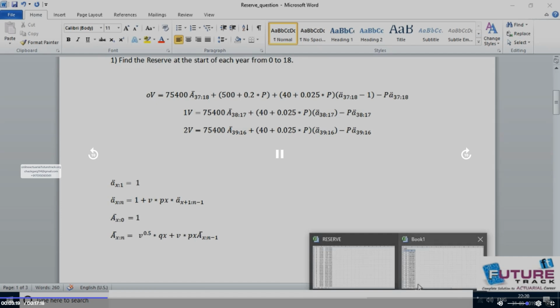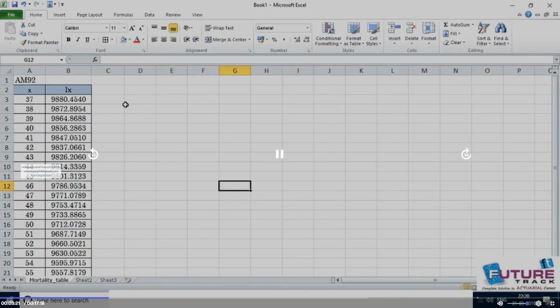Let me show you on Excel. So we have the given LX. First we find QX. First we find DX. What is DX? So we got this. Now let's find the assurance and annuity factor. That is the most important part. First we find A due 37 minus 38 and so on.